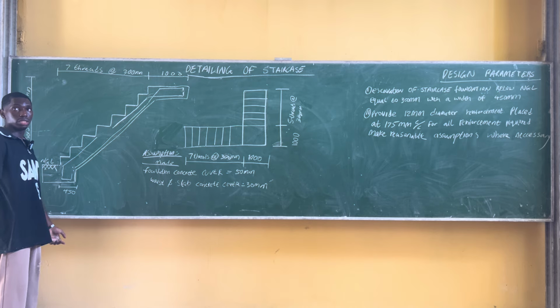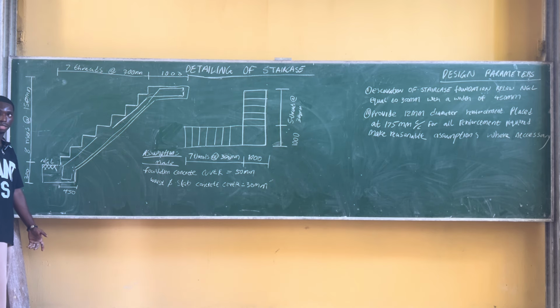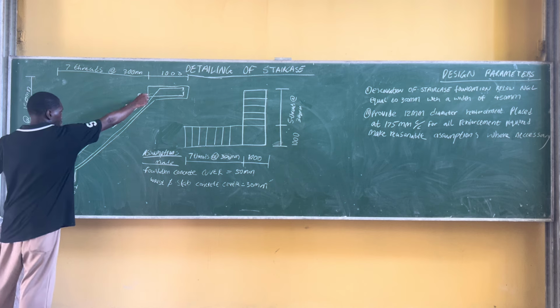That's what they gave us in this. Normally, it's the normal three risers. I mean, three threads. You do normal three threads. Then you draw your reinforcements here.